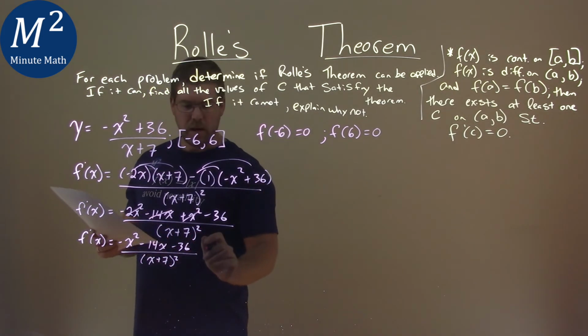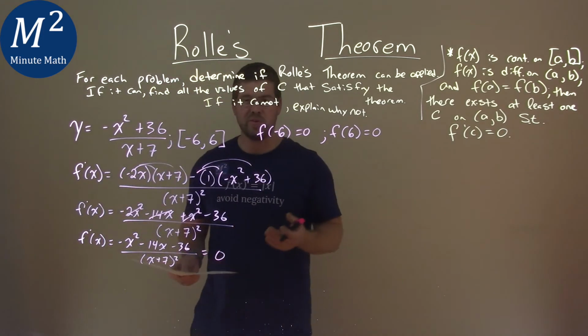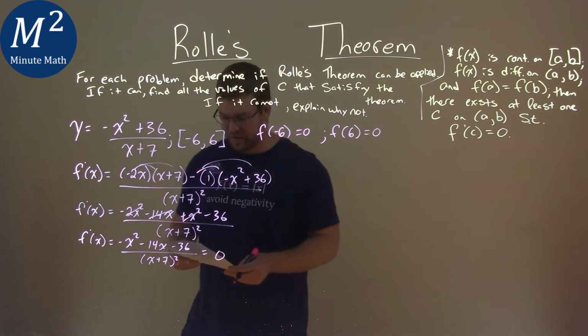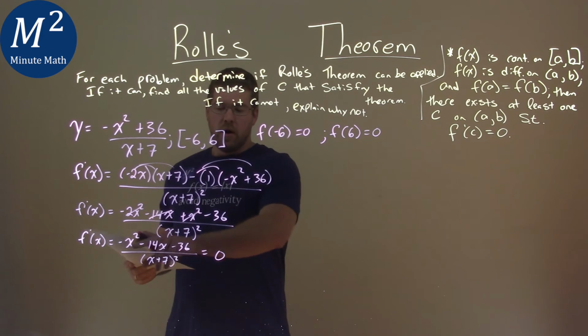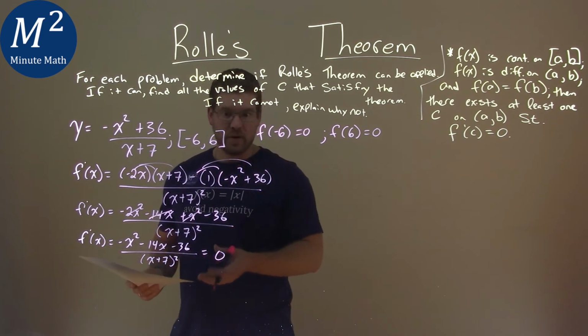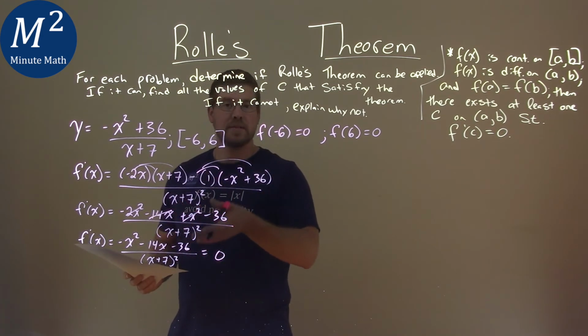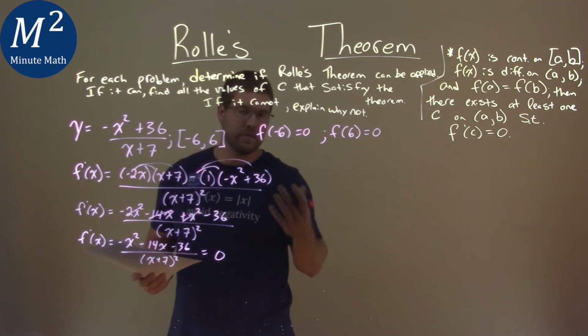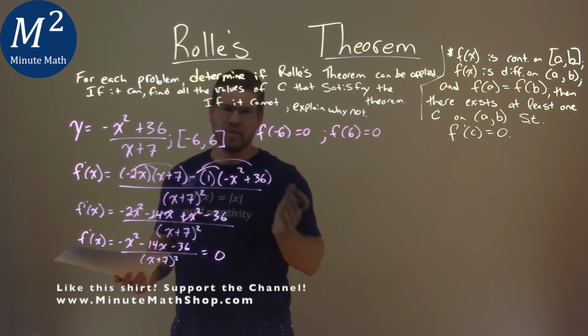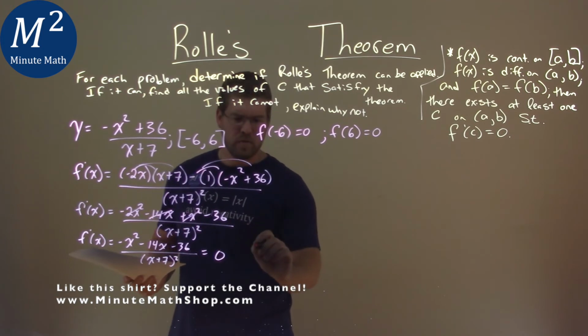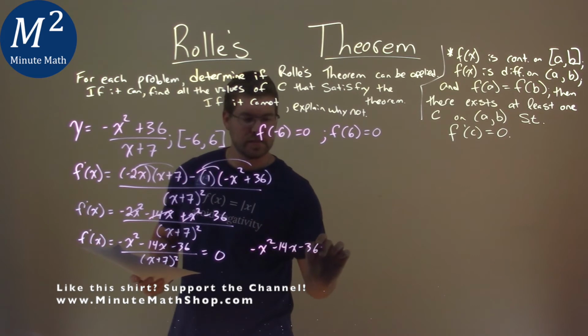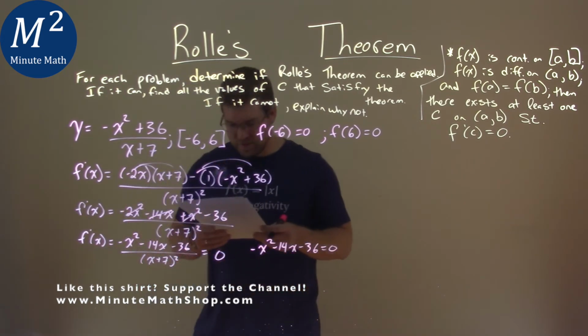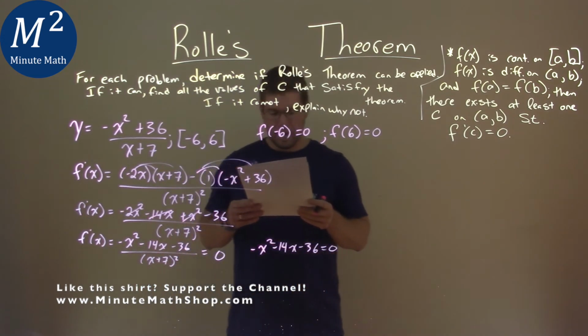From there, we need to find where this is equal to 0 to apply Rolle's theorem. There's nowhere else really I can simplify this. Since this is a rational function, we just need to take our numerator and set it equal to 0. Because if the numerator is equal to 0, we're dividing by something, it's still 0, right? And if the denominator equals 0, it's undefined. So we take that negative x squared minus 14x minus 36 and set it equal to 0.